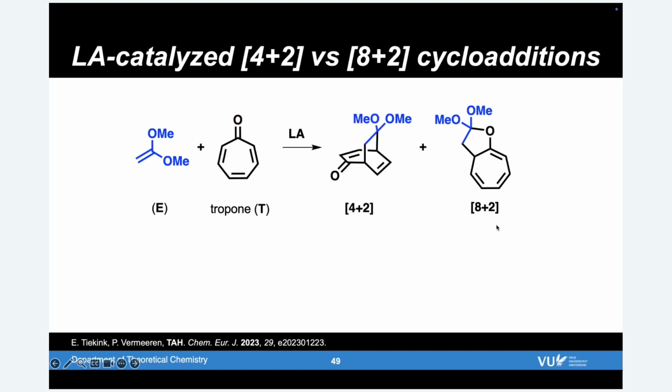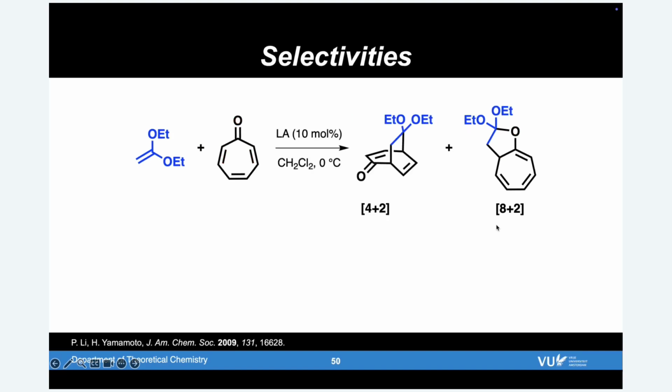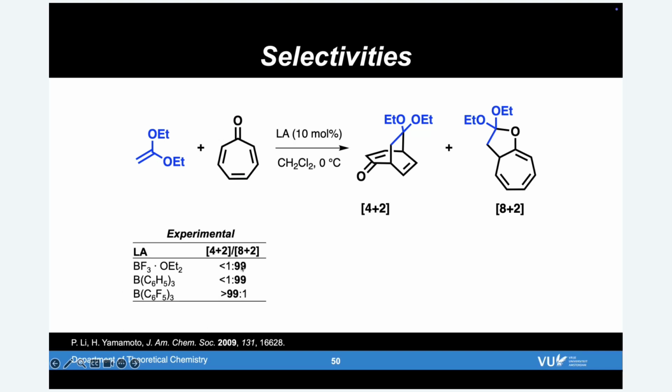And we were really inspired by this elegant work of Yamamoto in 2009 in this JACS paper, where they experimentally showed that you could control the regioselectivity between your 4+2 and your 8+2 adduct by the judicious selection of your Lewis acid. So with boron trifluoride etherate, you could get full 8+2 regioselectivity. With triphenylborane, you too retain that regioselectivity, giving all 8+2.